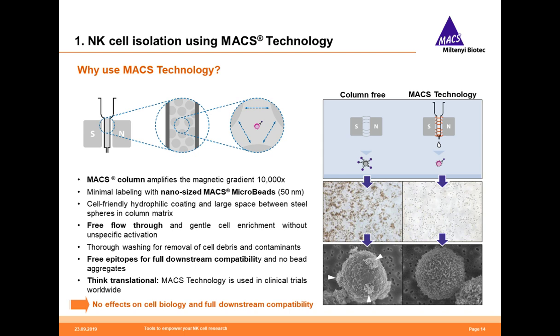If you look at the picture on the right-hand side, you see a comparison of a cell labeled with bigger beads using a column-free system on the left and our tiny microbeads on the right. And you can also see in the electron microscopy pictures at the bottom that the bigger beads on the left stick to the surface of a cell. In this case, it's a T cell, and this could lead to activation and alteration of the cell characteristics.